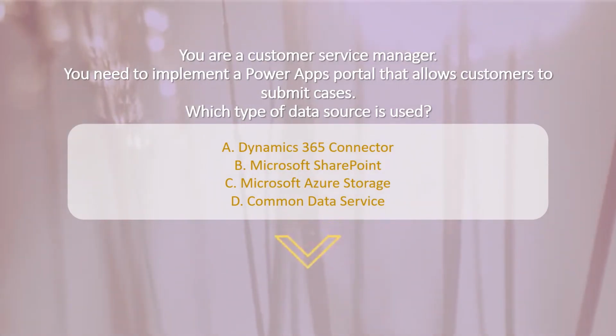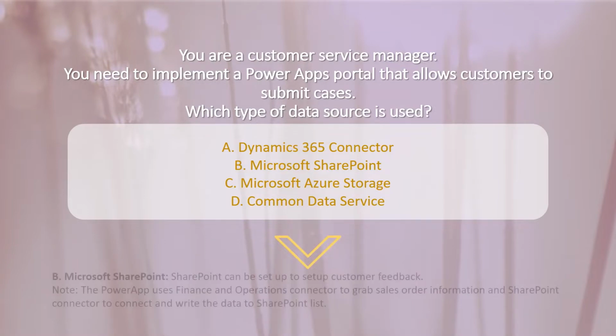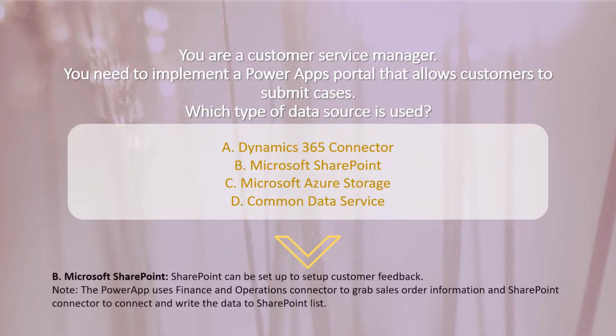The correct option looks to be B. Microsoft SharePoint. SharePoint can be set up to collect customer feedback. Note: the Power App uses Finance and Operations Connector to grab sales order information and SharePoint Connector to connect and write the data to a SharePoint list.